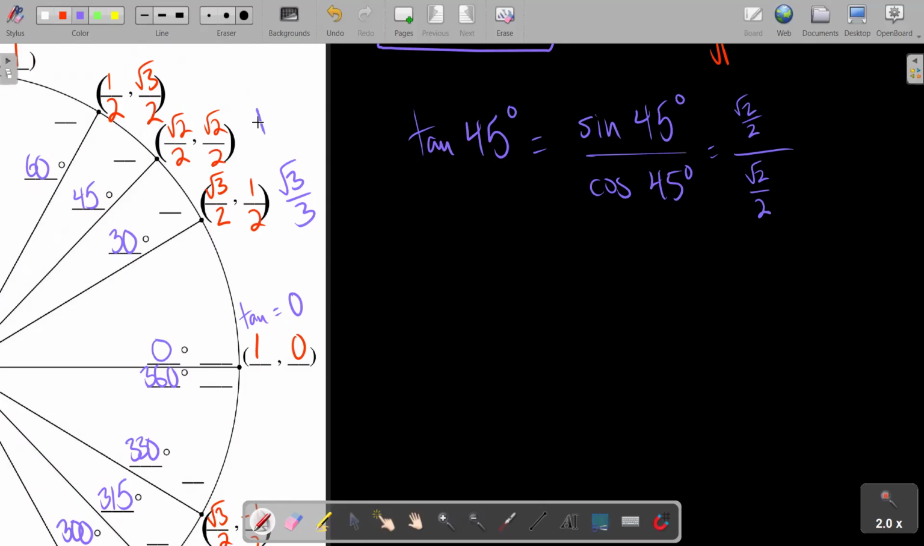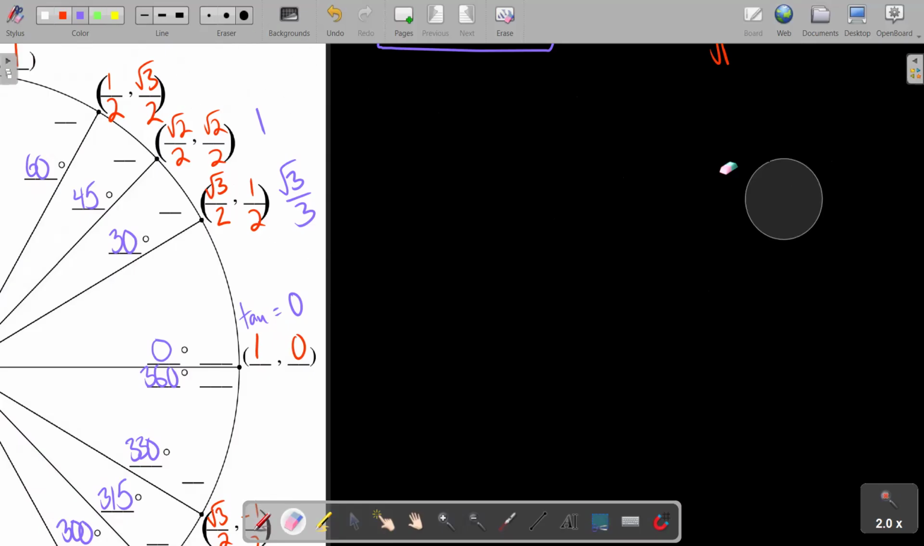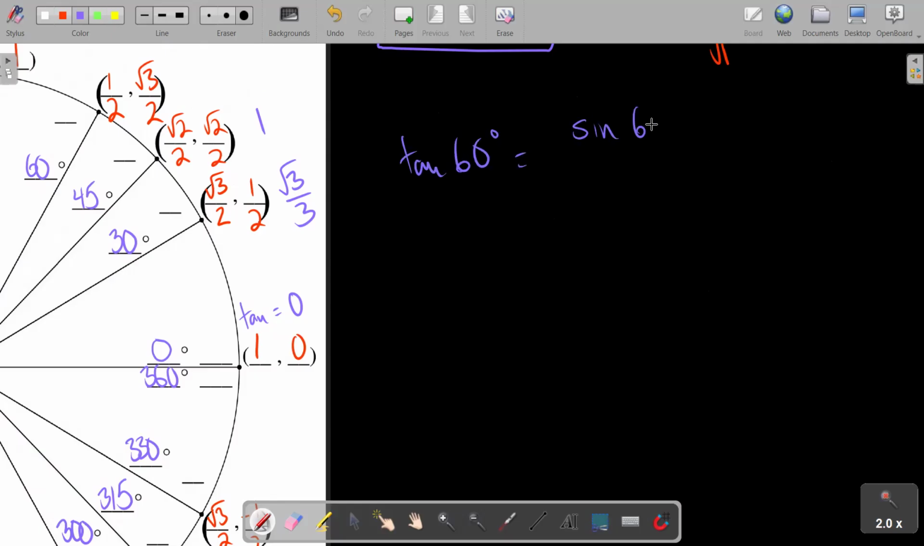Is 60 degrees root 3? Yeah, it is. So let's do one more. Let's finish 60 and then we'll hop right up there, okay? 60 degrees, and we're almost there. Tangent at 60 degrees will, of course, equal the sine of 60 degrees divided by the cosine of 60 degrees.